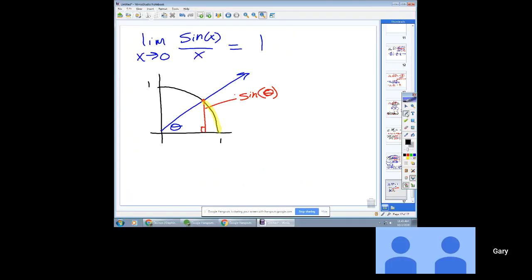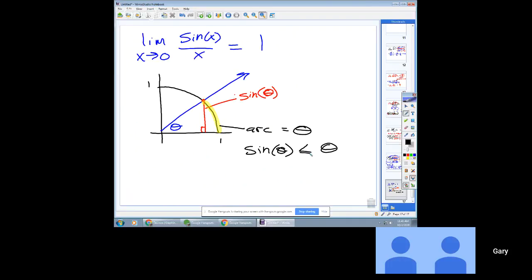So I'm going to make a note of that. Arc equals theta. And can you see, looking at this picture, that the arc length is always greater than that vertical line? So looking at this right here, I can see that the sine of theta is always going to be less than theta. Okay, a little trick here. It's actually less than or equal to.